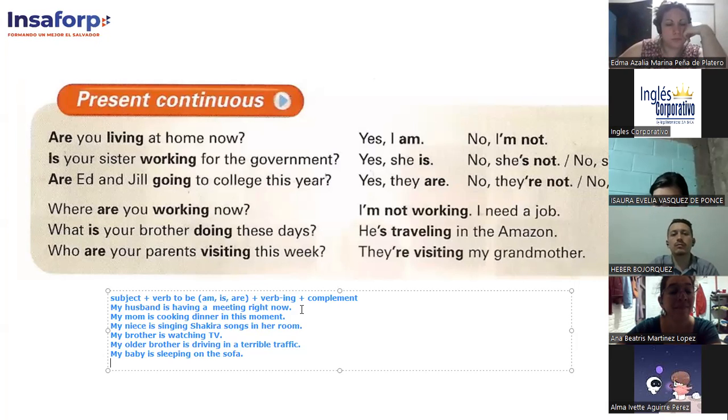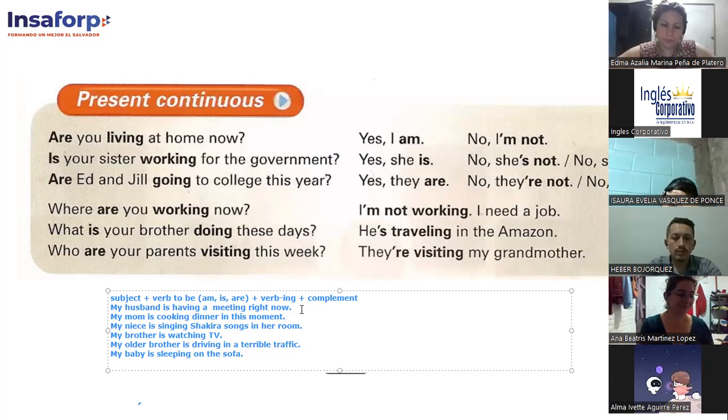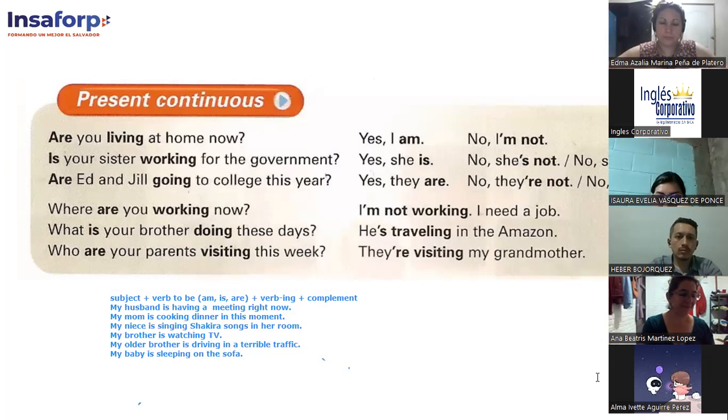What's your family doing in this moment? My son, teacher, my son is playing video games right now. Oh, your son is playing video games. Okay, how old is your son? One of them is 10 years. 10 years, okay. The other one is 8. Okay, 10 and 8 years. And they are both playing video games? Yes, they are playing together. Excellent. So you are using the present continuous. You are saying what they are doing in this moment.